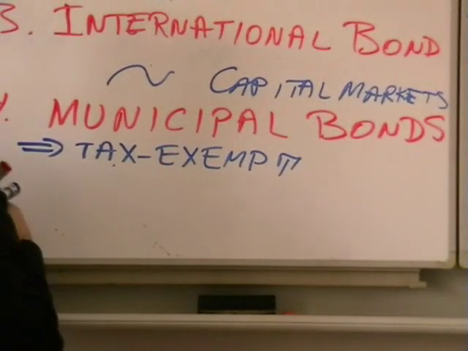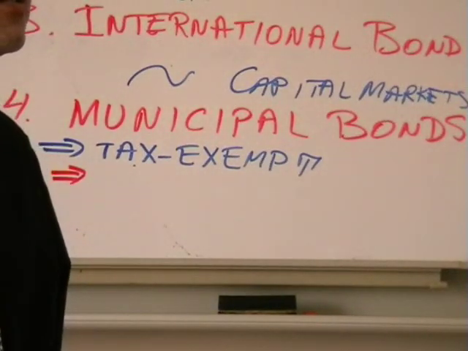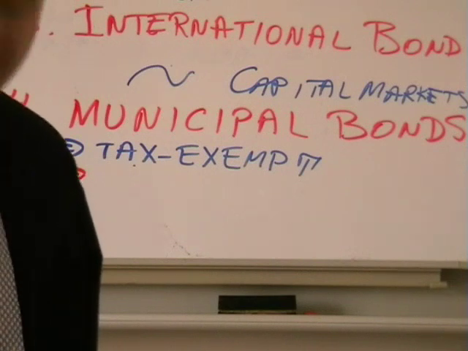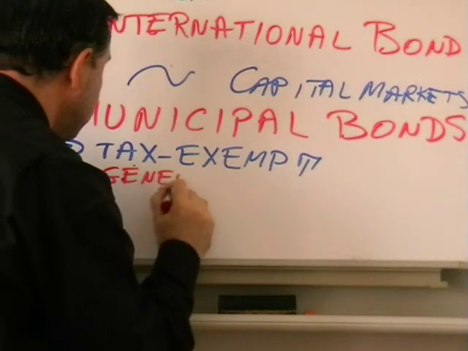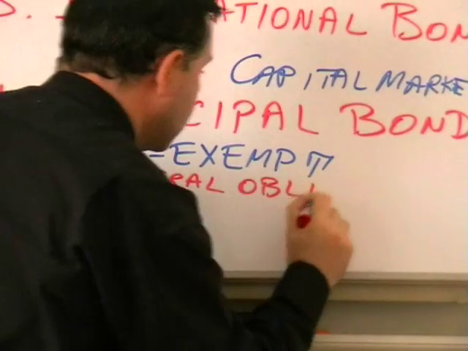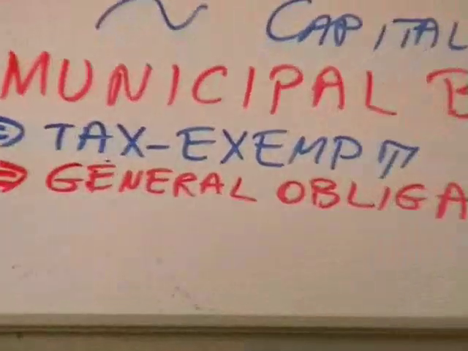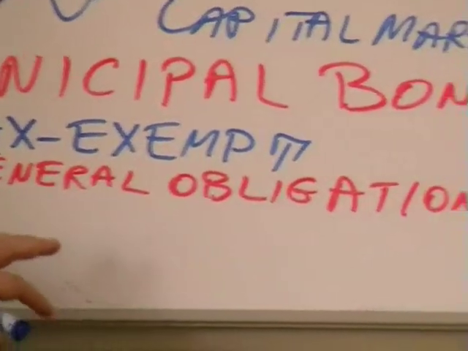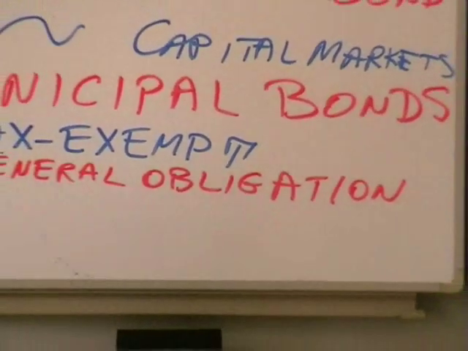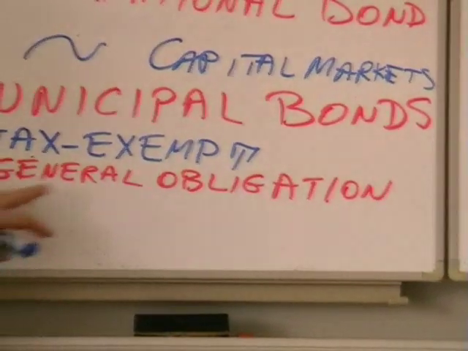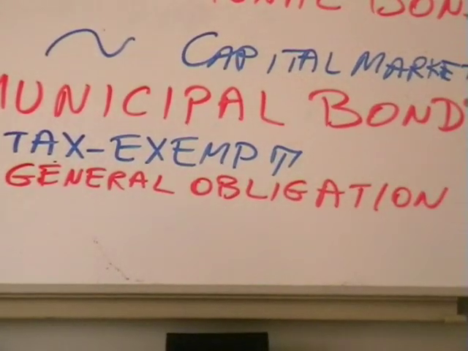Now, you have two general types. The first one is called general obligation. General obligation means the full faith and credit of the borrower. So you can use any and all resources, any and all revenues, and potentially any and all assets to cover your obligation in case of default. This is considered to be the lower risk.